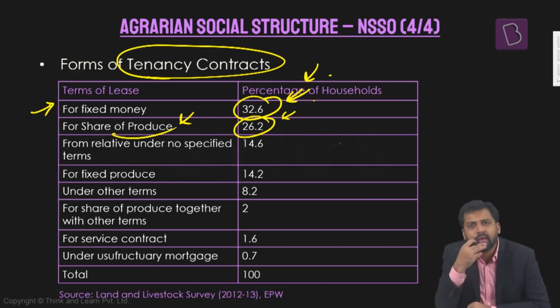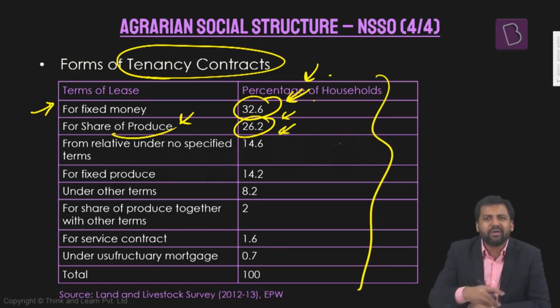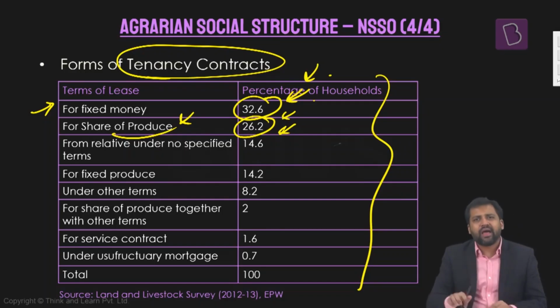But the second most common thing is share profit. So people cultivate on someone else's land and they give a part of their produce to the owners of the land. So that's the second most common thing. This table gives you an idea what kind of tenancy contracts exist now. This is how, at present, or at least according to some of the recent studies, the agrarian social structure, the agrarian class structure looks like. So this is about agrarian class structure.